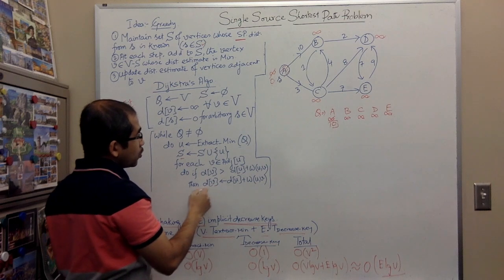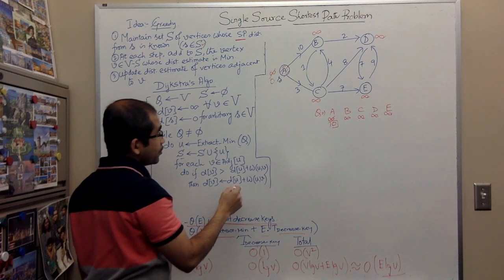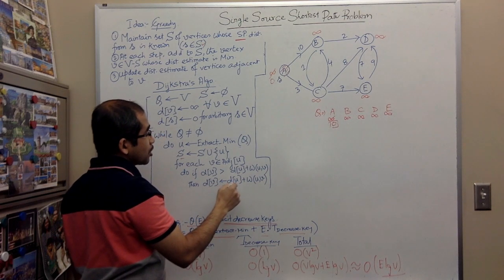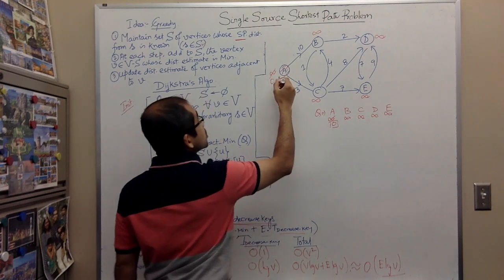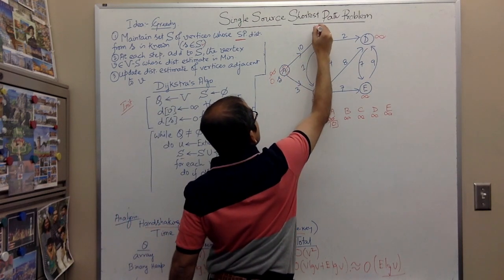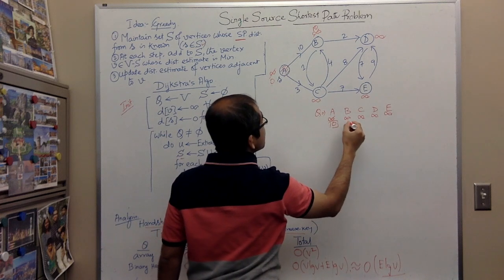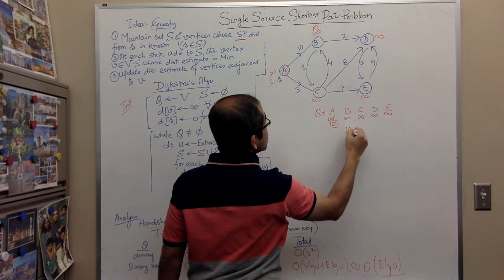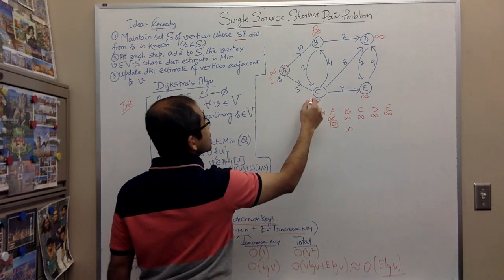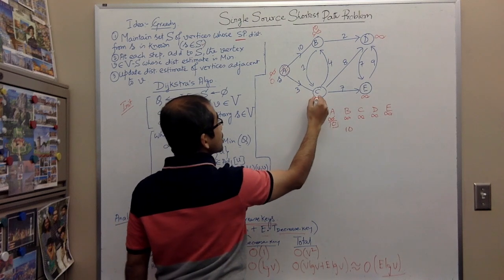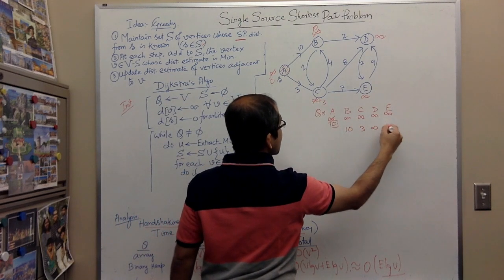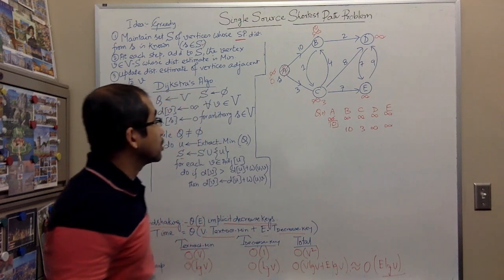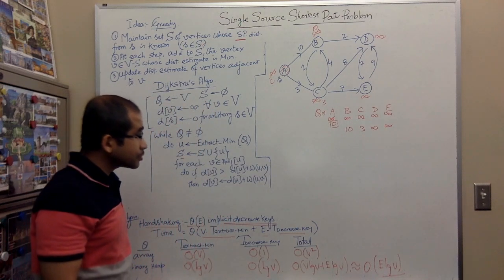Then what we do, we update the distance estimate of v with the distance estimate of u summed with the edge weight. So now this is 0 plus 10, so this is changed to 10. So here B's distance estimate is changed to 10, and similarly C's distance is changed to 0 plus 3, 3. Okay, C's distance estimate is 3. Rest of them are infinity because they are still unreachable from the single source S.